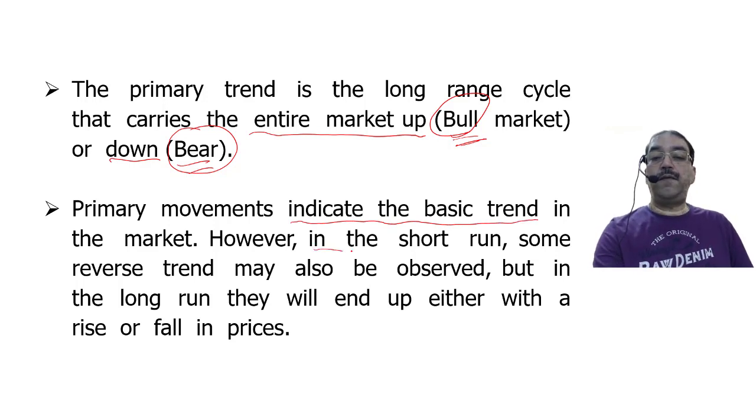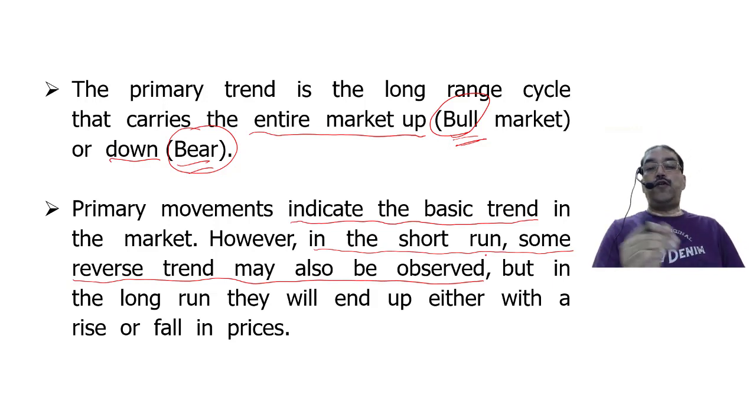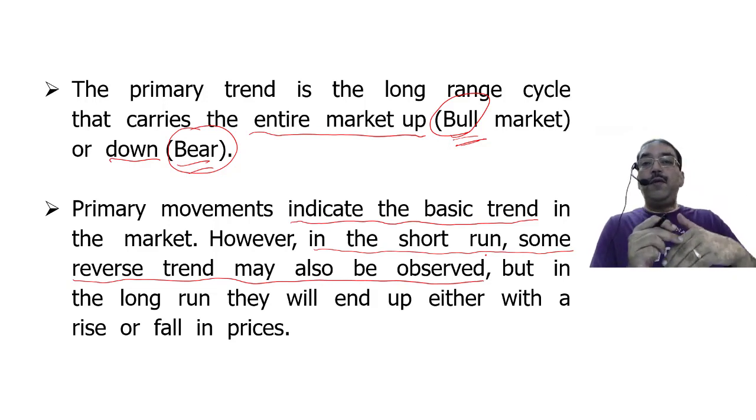However, in the short run, what will happen? Some reverse trend may also be observed in the short run. But in the long run, they will end up either with a rise or a fall in prices. As I told you, it can move either totally upwards or totally downwards. But in that totally upward movement, there may be a small downward movement, or in the totally downward movement, there may be a small upward movement. So that may be there.